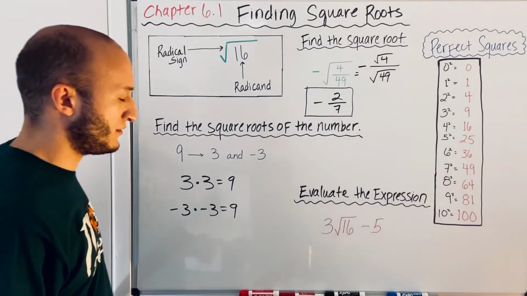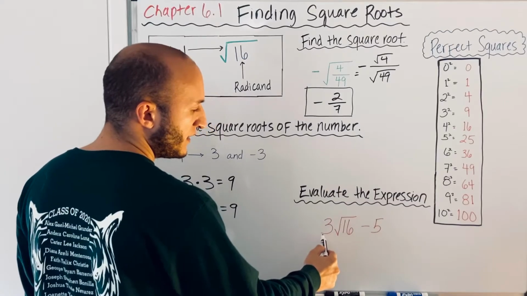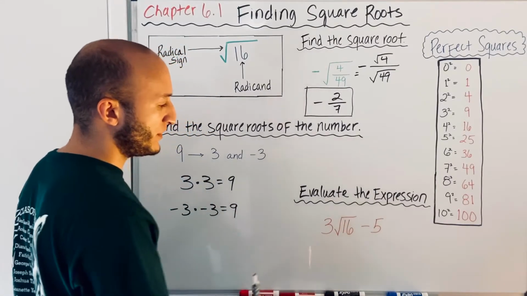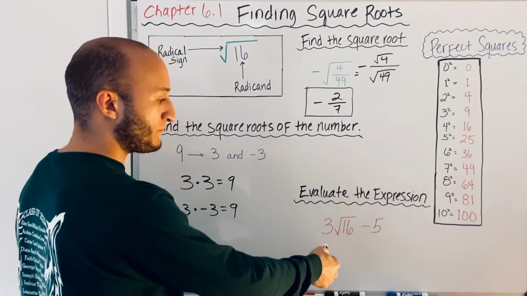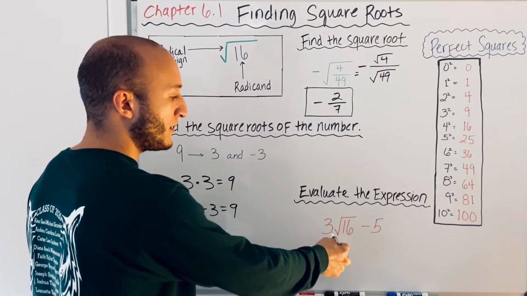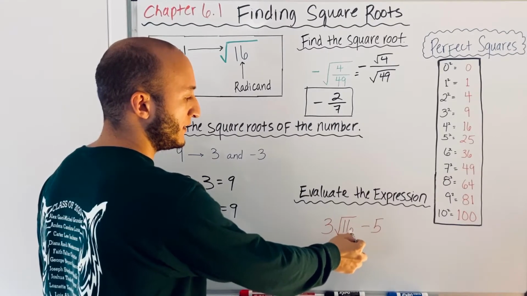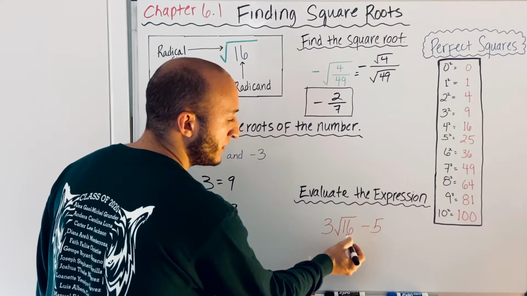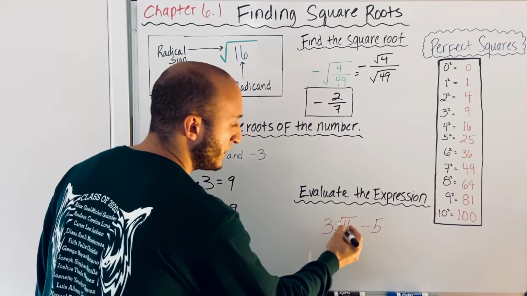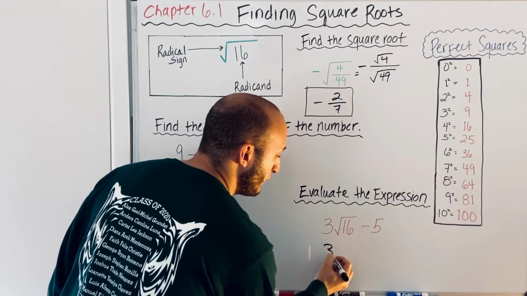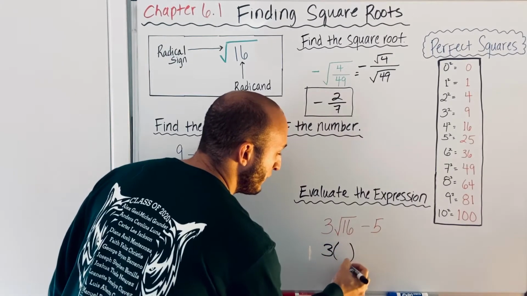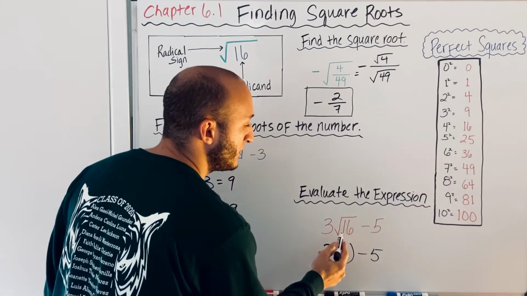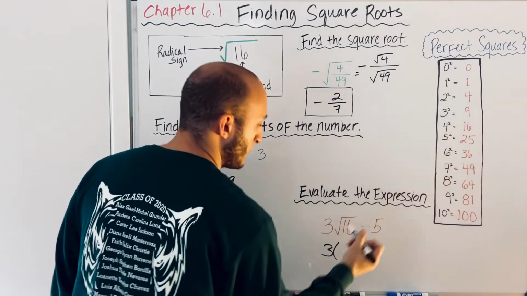Evaluate the expression. So here, the 3 and this radical sign are being multiplied. They're right next to each other. It's like saying 3x. Okay, so 3 times the square root of 16 minus 5. Okay, so this square root is only under the 16. So let's find the square root first. So I have 3 and whatever that square root is minus 5. Well, the square root of 16 is 4.